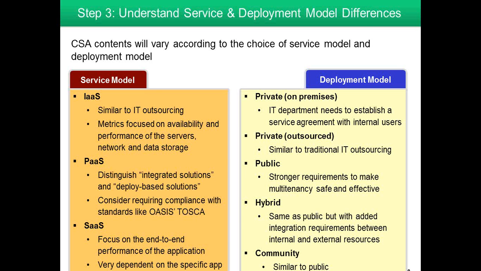And for public clouds, of course, this is where we have the stronger requirements to ensure that the fact that you're in a multi-tenant environment still meets the criteria that are important for the customer. So these are some of the considerations here that you need to look at in this case. Let's go to step 4.